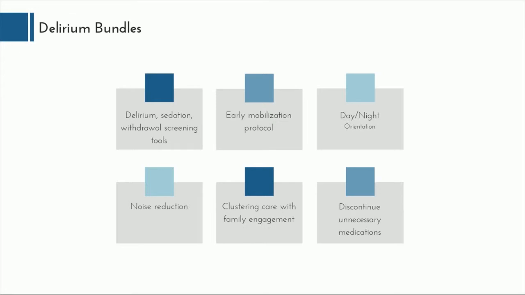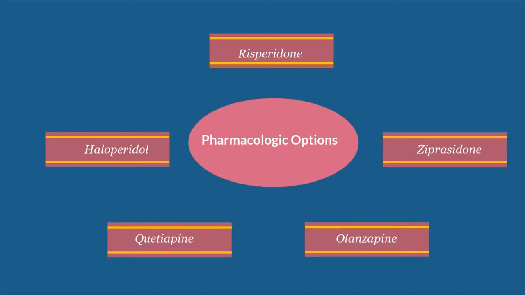Other options include day/night orientation, noise reduction, clustering care with family engagement, and discontinuing unnecessary medications. This is where pharmacy can play a huge role. Pharmacologic options include haloperidol, risperidone, quetiapine, olanzapine, and ziprasidone. Sorry if I mispronounced those.